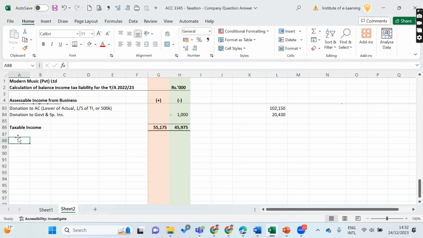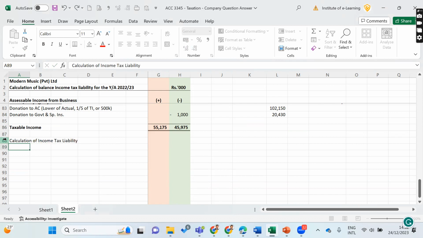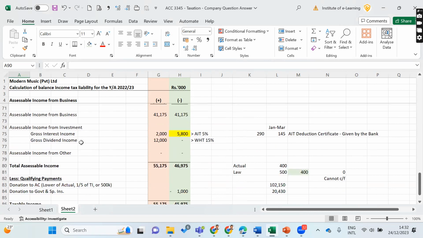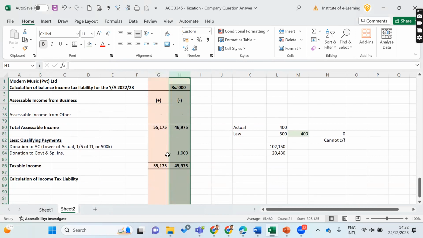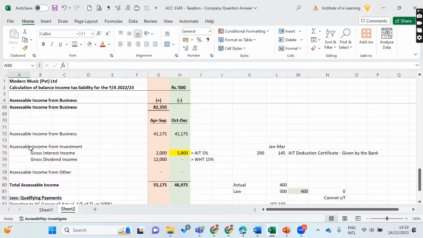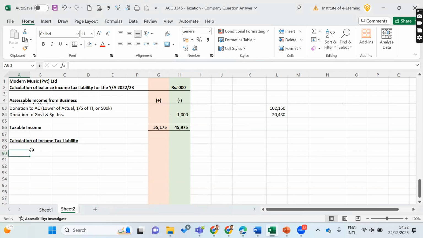Then what you have to do is the calculation of income tax liability, right? How to calculate income tax liability? First we have to consider all the different sources of income, right? So business income, interest, dividend for this period. Very carefully you have to look, right? Then the first one I will take is tax on dividend income.